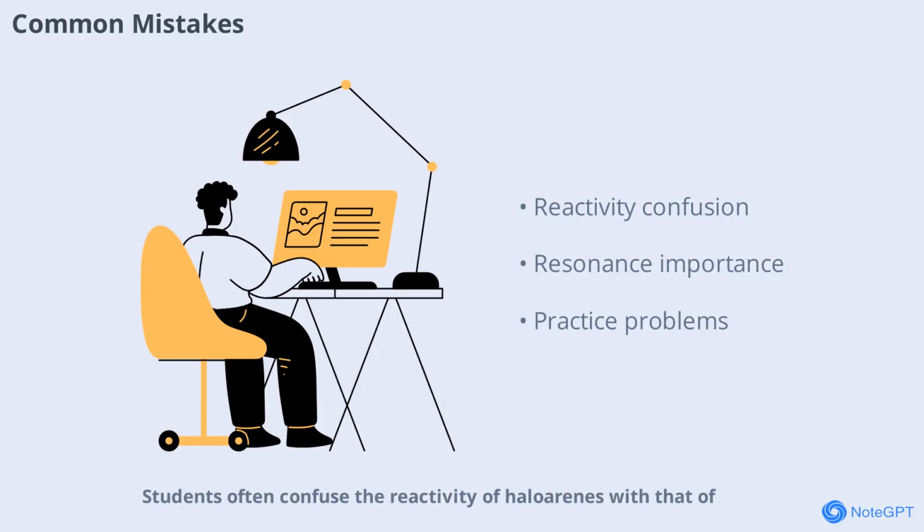Students often confuse the reactivity of halogens with that of alkyl halides or overlook the importance of resonance in their chemistry. Paying attention to these details can help avoid common mistakes and improve your understanding. Reviewing reaction mechanisms and practicing problems are effective ways to reinforce learning.